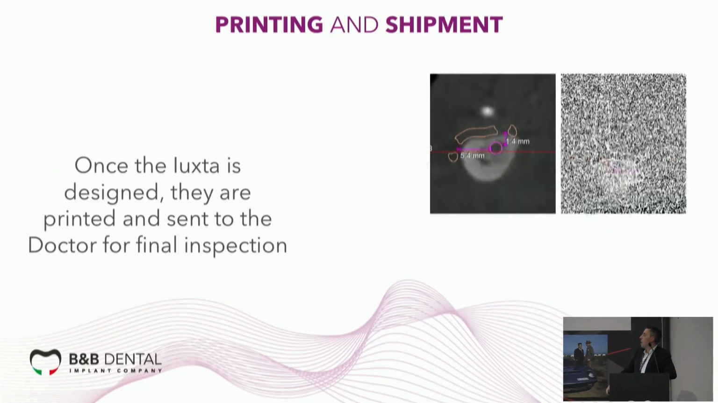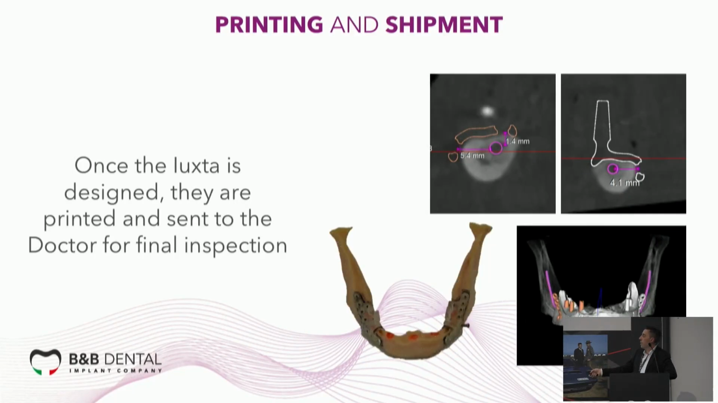Once the Juxta is designed, it is printed and sent to the doctor for the final inspection. We can send you this software, and you can check the position, in this case, of the nerve, or the position of the sinus, or the position of the roots of other teeth, and you can check the position and the proper length of the screw to insert into the bone.